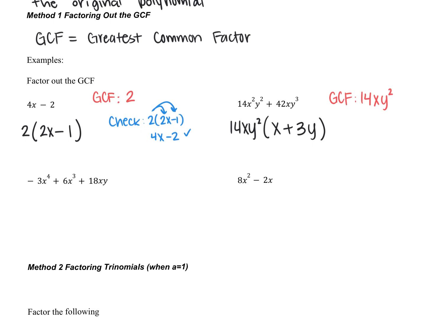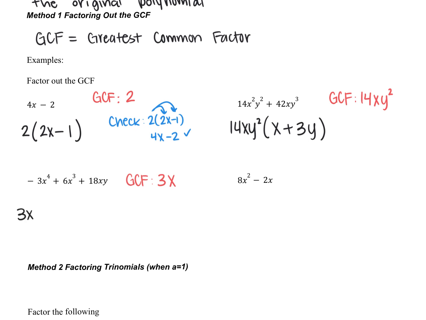Third example, we have negative 3x to the fourth plus 6x cubed plus 18xy. So first I look at my numbers, 3, 6, and 18. Well, 3 goes into all of those. Next, I'm going to look at my variables. So I have an x to the fourth, an x cubed, and an x. So I can only factor out one of those x's. And even though my last term has a y, my other two terms don't. So y can't be part of my GCF.